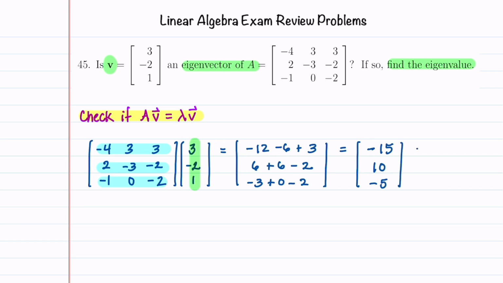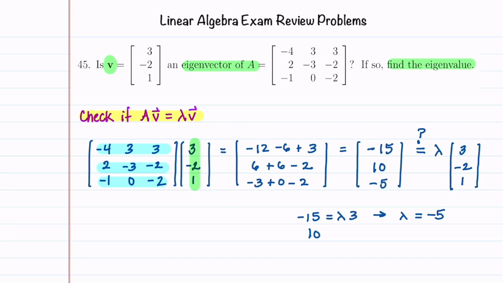So what we have to determine is if this is a multiple of our vector v. So we're going to put a little question mark here, set it equal to lambda, and then write down our vector v, 3, minus 2, 1. So let's see what this is. We have a minus 15 is equal to 3 lambda. So that would be true if lambda is equal to minus 5.